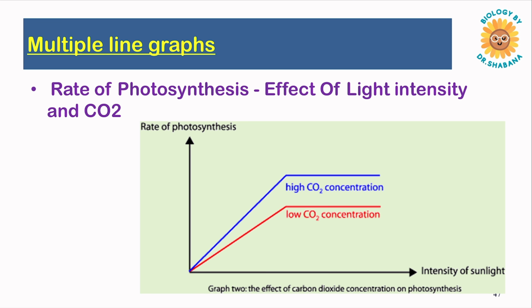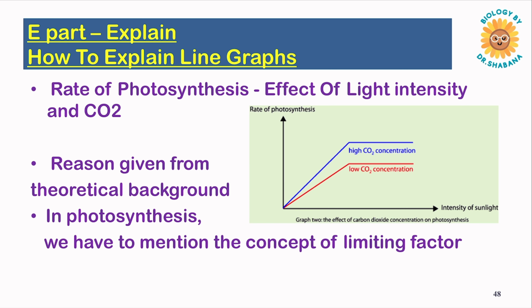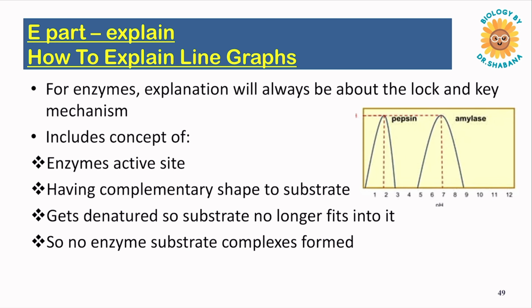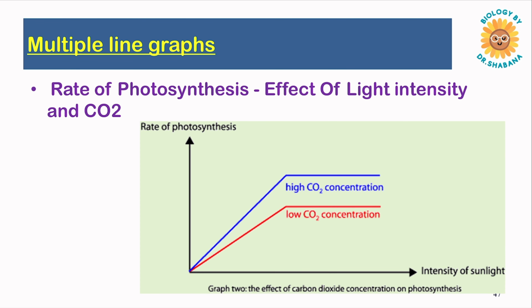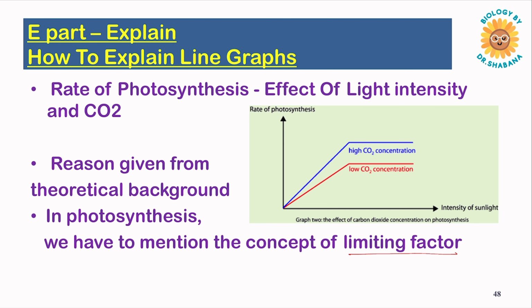And then rate of photosynthesis: generally we have multiple line graphs, the effect of light intensity and carbon dioxide. There'll always be a question about the limiting factor. For the explanation, you have to give the reasons why the graph is steeper when you have high carbon dioxide, so there'll be more photosynthesis. Even at the same light intensity, there's going to be more photosynthesis, so the rate will increase as CO2 is the substrate. In photosynthesis, we have to mention the concept of limiting factor.